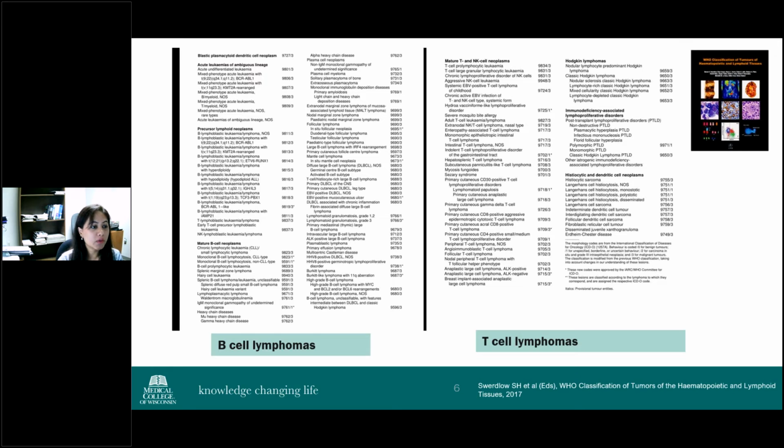Moving on, here what I show is the current WHO classification of tumors of the hematopoietic and the lymphoid system. This is the 2017 latest edition. As you can see, these two pages just show the B-cell lymphomas and the classification of T-cell lymphomas. So you can see that there is a mind-boggling number of entities that are now in the current WHO.